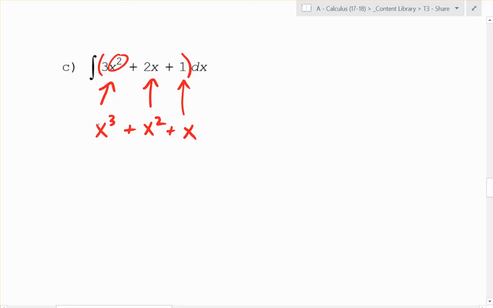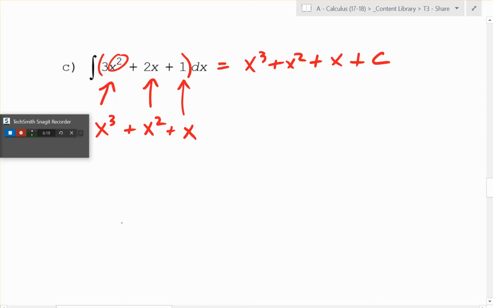Oh wait, what's the derivative of x cubed? The 3 drops to the front. Oh, that's what we want it to be. So the answer to this is x cubed plus x squared plus x plus c. That constant always has to be there. Yes, you will get a point off if you don't put that in.